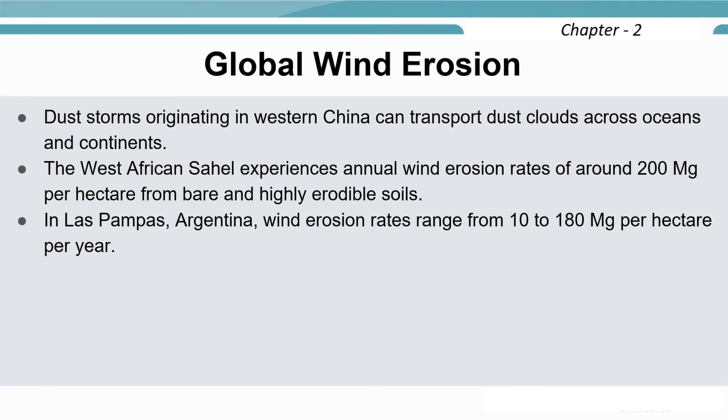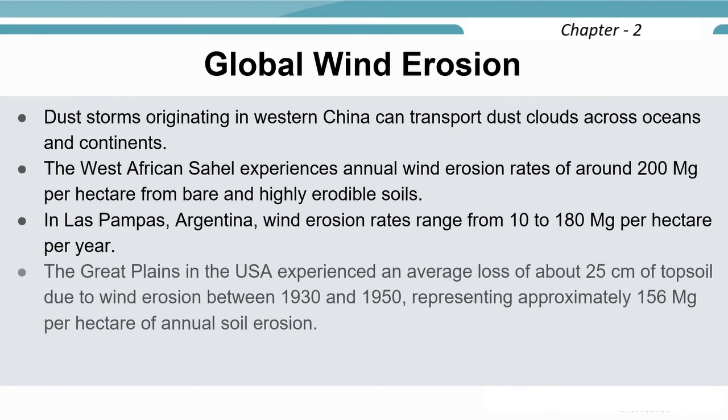The Great Plains in the USA experienced an average loss of about 25 centimeters of topsoil due to wind erosion between the years 1930 and 1950, representing approximately 156 megagrams per hectare of annual soil erosion. So this is the global wind erosion scenario. We have also discussed some historical wind erosion losses.